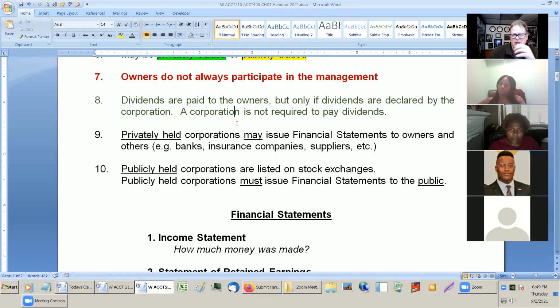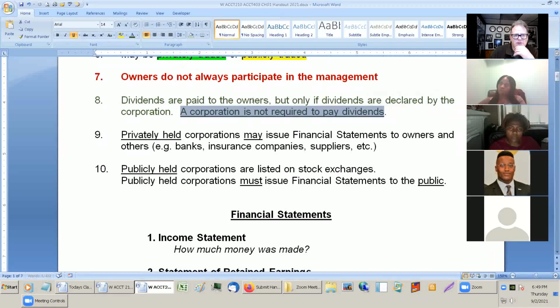The company could say, "Look, we had a bad year. We're not declaring dividends," or "We're expanding. We can't be paying out money now. We have to use this money for something else." So a corporation is not required to pay out dividends.